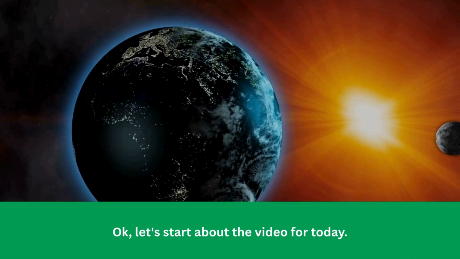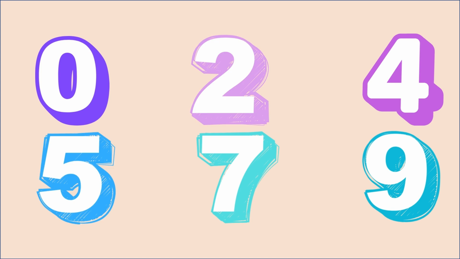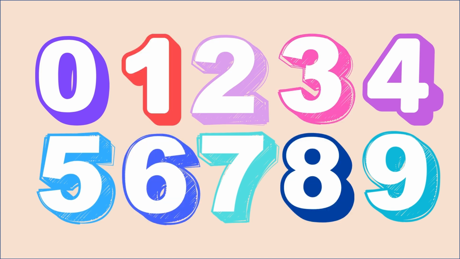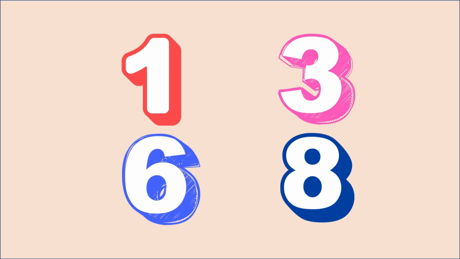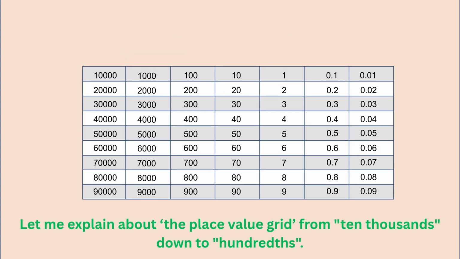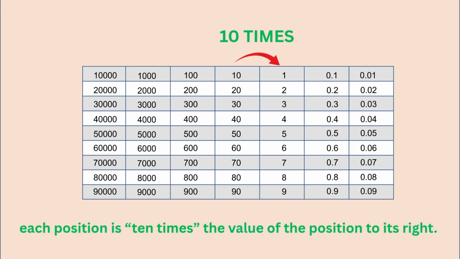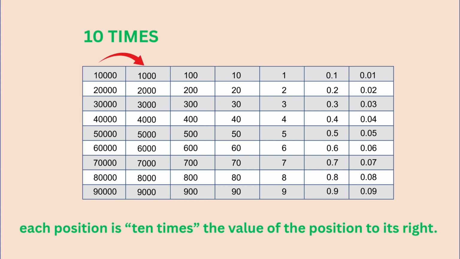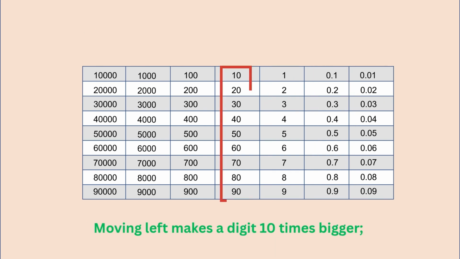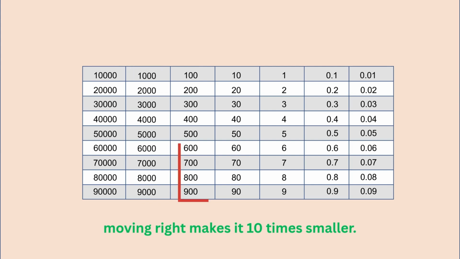Okay, let's start the video for today. The heading will be Number System, and the subheading will be Understanding Place Value. Let me explain the place value grid from 10,000s down to hundreds. The key to understanding place value is that each position is 10 times the value of the position to its right. Moving left makes a digit 10 times bigger. Moving right makes it 10 times smaller.